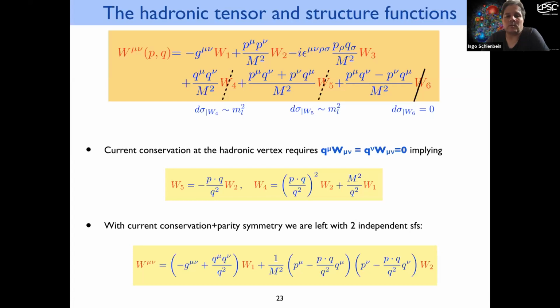Then due to current conservation at the hadronic vertex, you get relations between some of the structure functions. So W5 is related to W2, and W4 can be related to W2 and W1. If we impose current conservation plus parity symmetry, we are actually left with 2 independent structure functions. And that is the form given in the lower yellow box, the tensor you usually see in particle physics classes for the electromagnetic current.